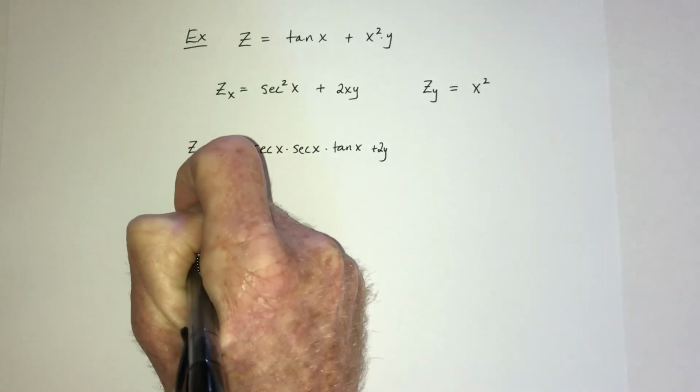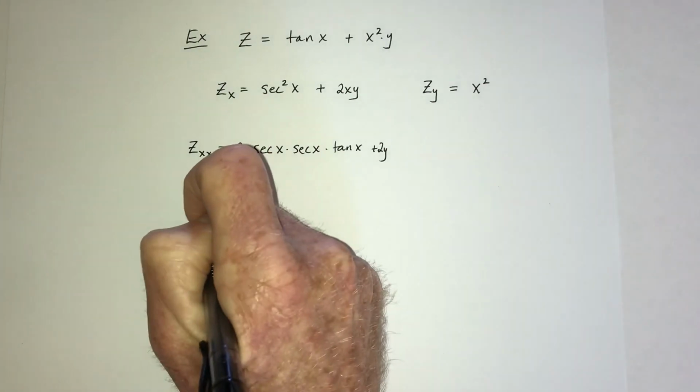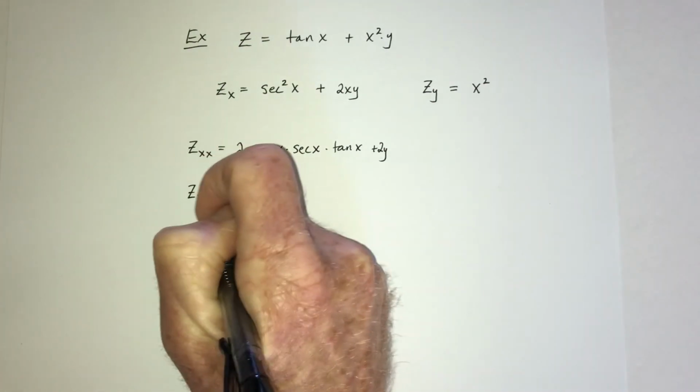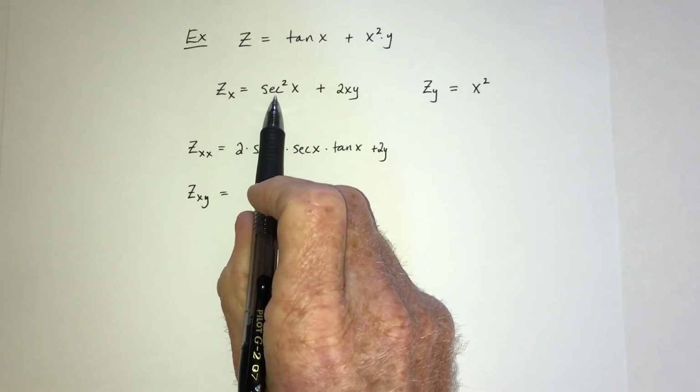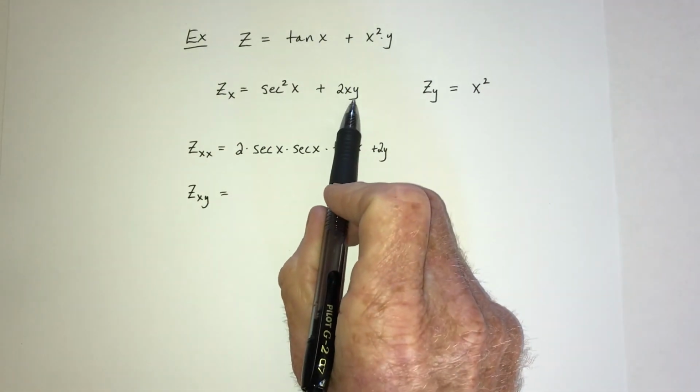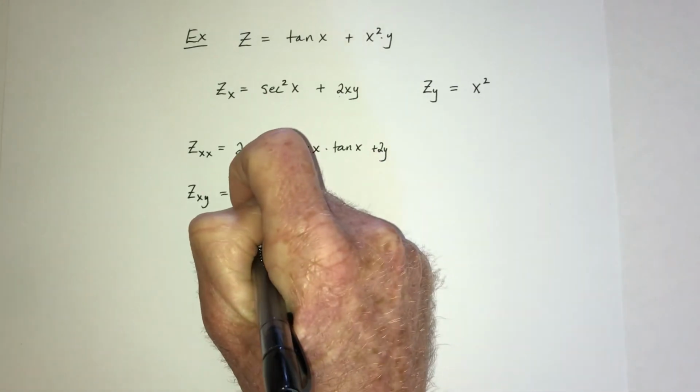For the other second derivative, start with the derivative with respect to x, and now take the derivative with respect to y. That's a constant, so the derivative is 0. The derivative right here would be 1, and so it's going to leave behind 1 times 2x.